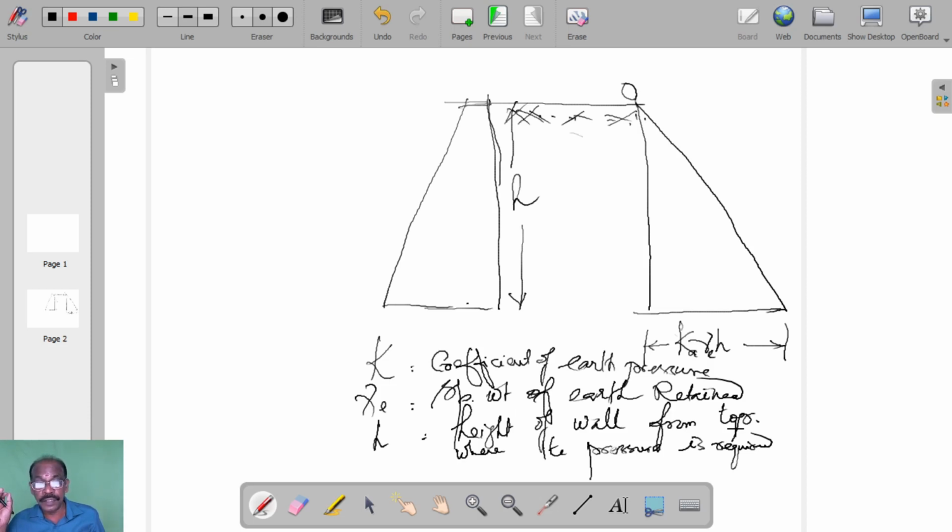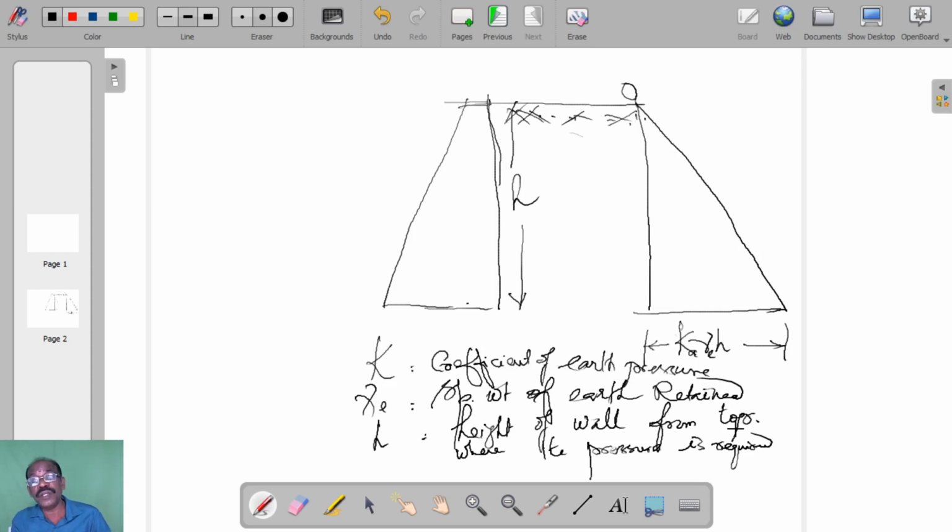Gamma E is equal to the specific weight of the earth retained, and K is equal to the coefficient of earth pressure. I already told you why we are adding a coefficient of earth pressure. Here the retained material is earth, and the earth has some frictional force. Because of the frictional force, some pressure will be lost. Therefore, we are adding some coefficient. This coefficient has two types: active earth pressure coefficient and passive earth pressure coefficient.